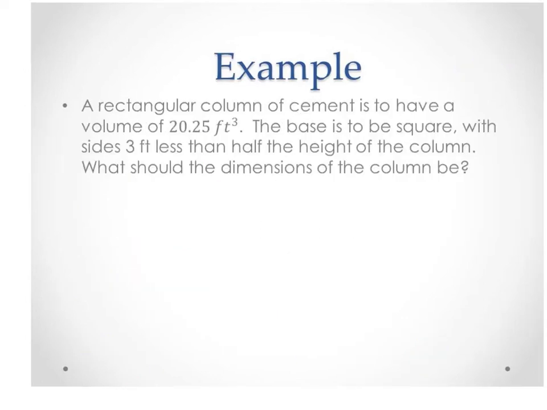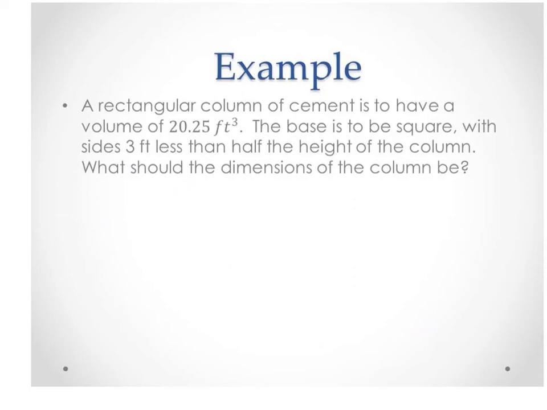Alright, we're going to wrap it up today with a word problem. A rectangular column of cement is to have a volume of 20.25 cubic feet. The base is to be square with sides 3 feet less than half the length of the column. What should the dimensions of the column be?